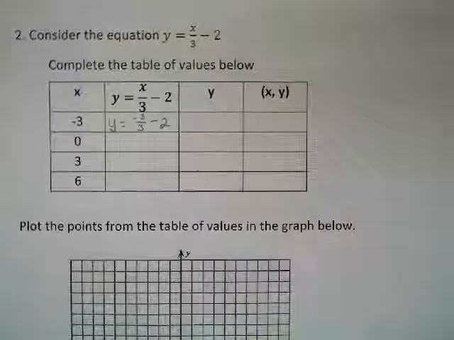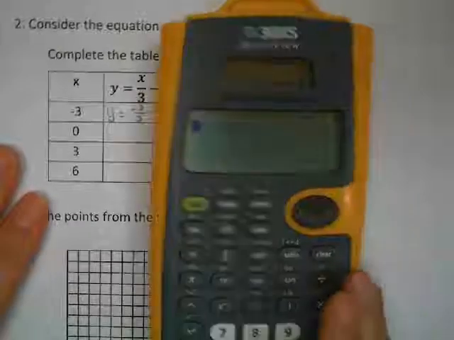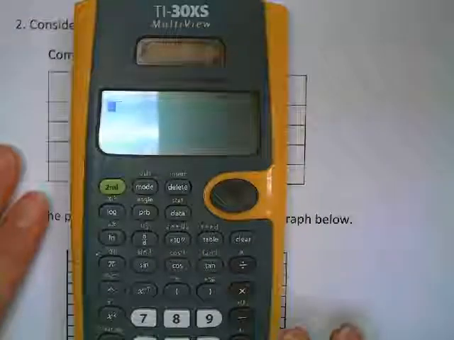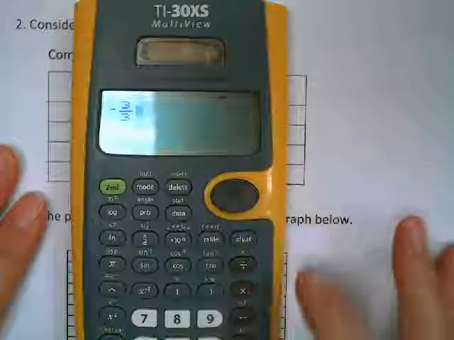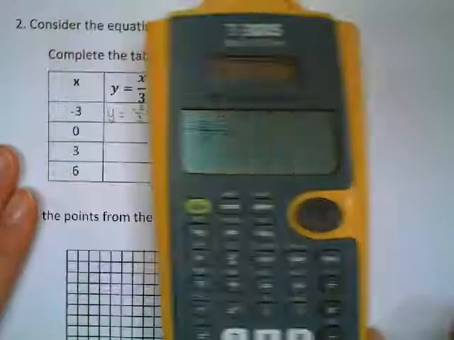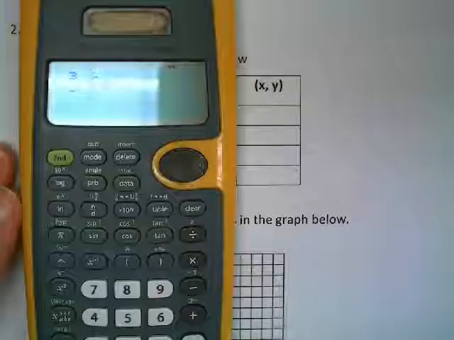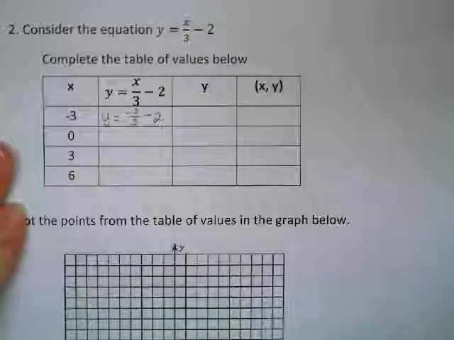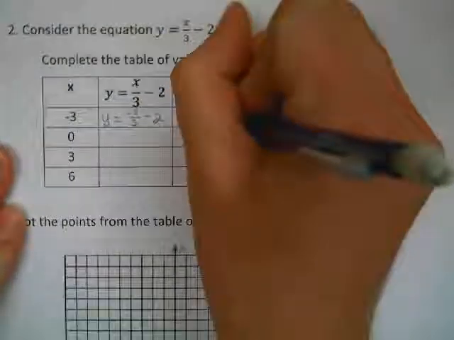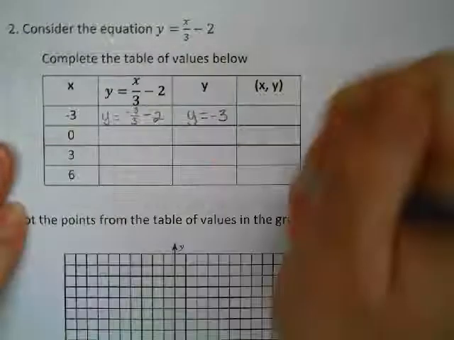And if you start getting confused with these integers and doing operations with integers, just plug it into the calculator. So you'll have negative 3 over 3 and then minus 2. You could plug it in exactly how it's written, and that's going to be your y value. So this is equal to -3. So y equals -3. And then your ordered pair is -3 for x and -3 for y.